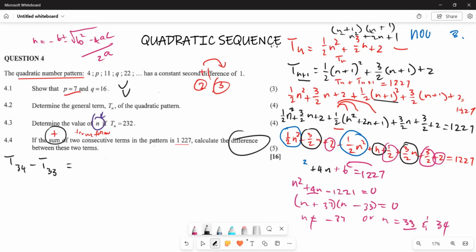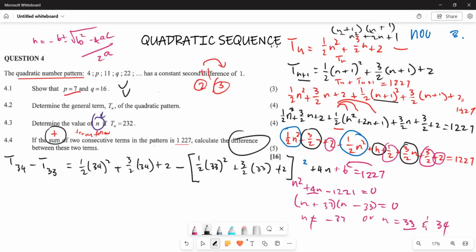Now this is going to be 1 over 2 times 34 squared, plus 3 over 2 times 34, and then plus your 2. Then you are going to subtract. Obviously, when you subtract, please write this in brackets. This is going to be 1 over 2, open brackets, 33 squared, plus 3 over 2 times your 33 again, then plus your 2.